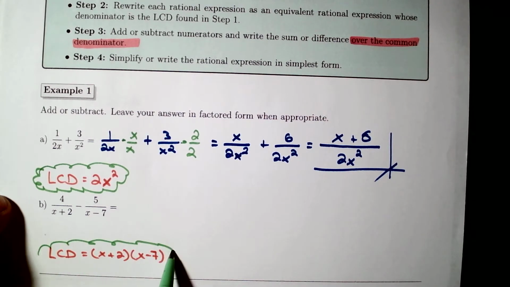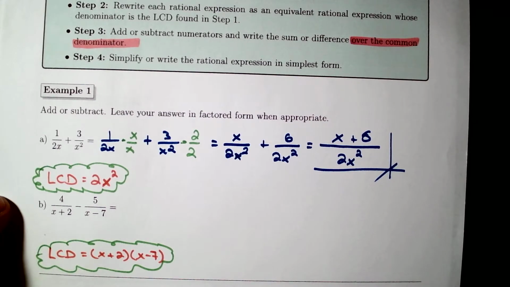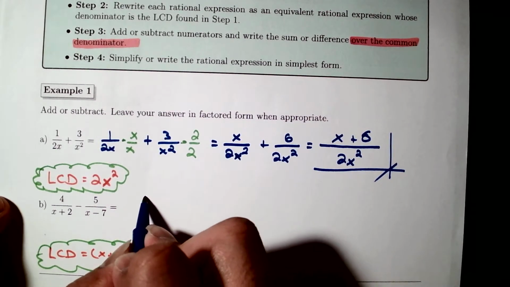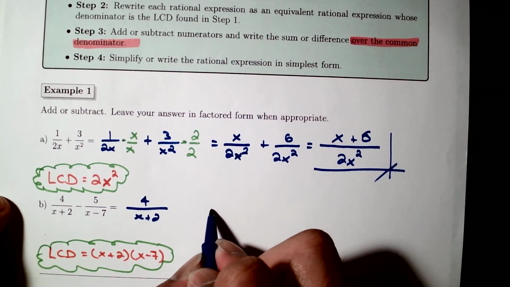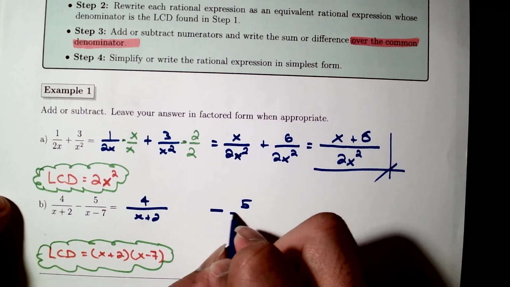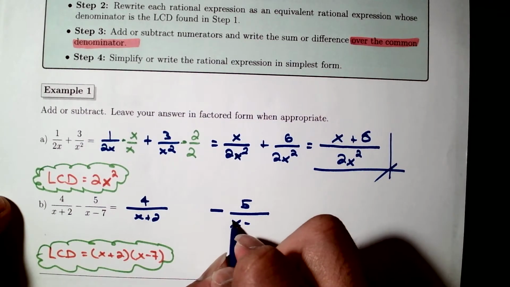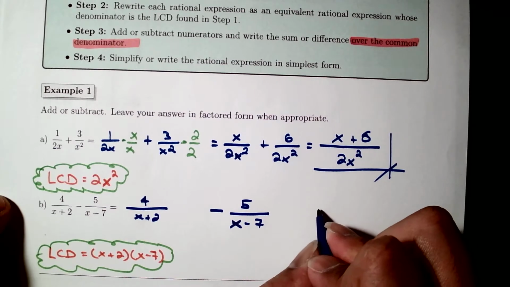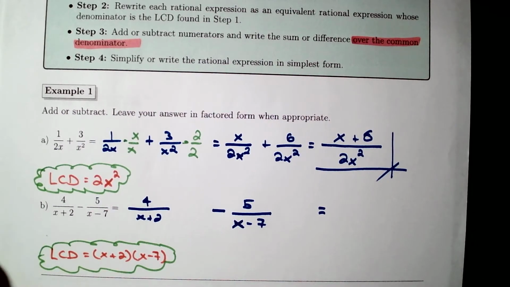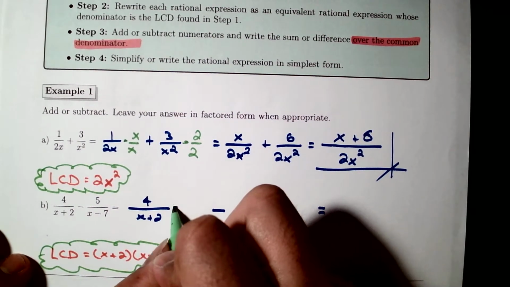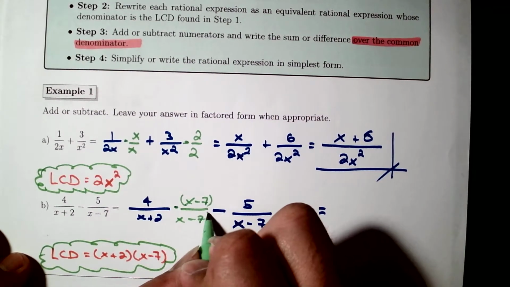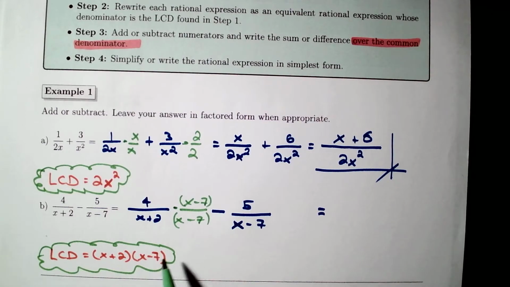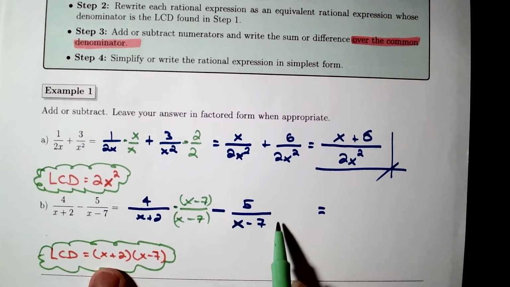Okay, how are we going to do that? Well, let's rewrite this. 4 over x plus 2, I'm going to leave space for missing factors, minus 5 divided by x minus 7, and some space for missing factors. Alright, so for the first fraction we have the x plus 2, we are missing the x minus 7. For the second fraction, we have the x minus 7. We are missing the x plus 2.